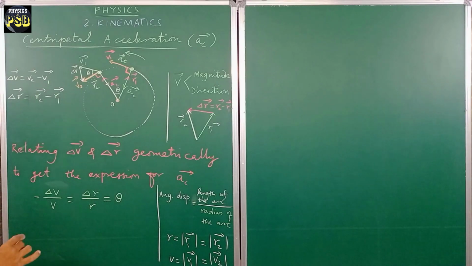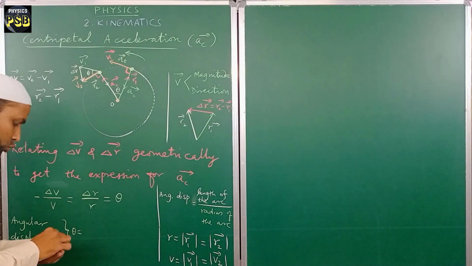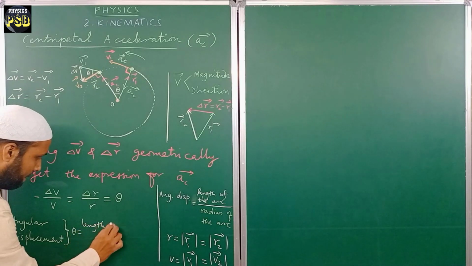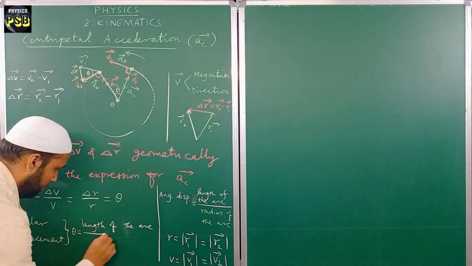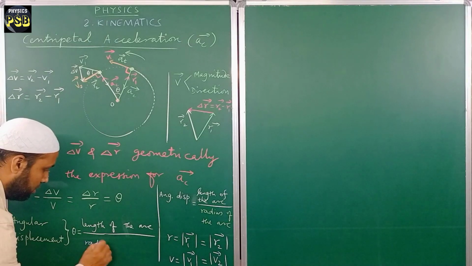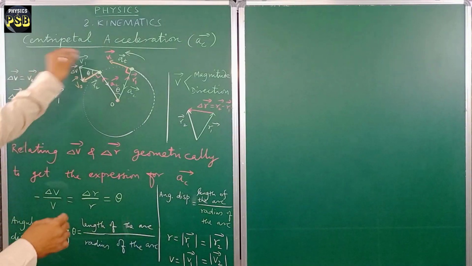Now, I think you would have understood. Or I will write this alone here for a better understanding. Here, angular displacement, represented by the letter theta, is found to be the ratio of the length of the arc divided by the radius of the arc. Now we have got two diagrams.